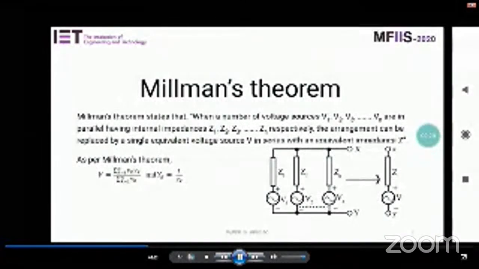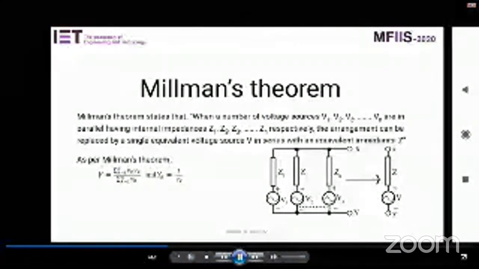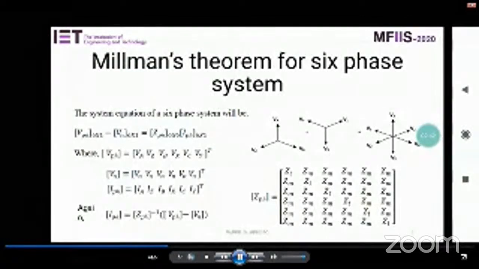According to Millman's theorem, a number of voltage sources V1, V2, V3 up to Vn in parallel having internal impedances Z1, Z2, Z3 up to Zn respectively can be replaced by a single equivalent voltage source V in series with an equivalent impedance Z, as shown in the figure. Now I am explaining how Millman's theorem is applied in a six-phase network.